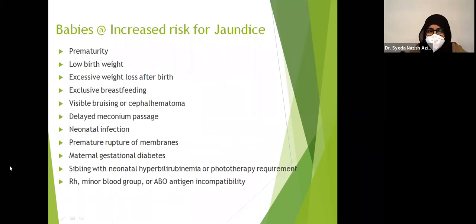So what makes babies at higher risk or increased risk for jaundice? The most common one is prematurity.